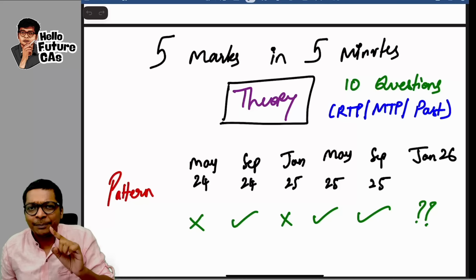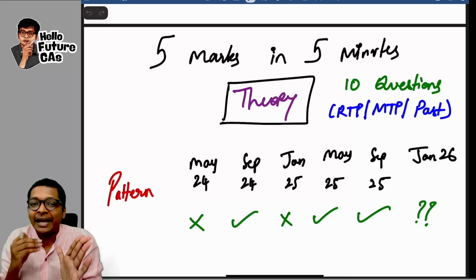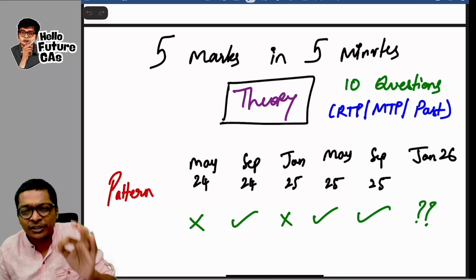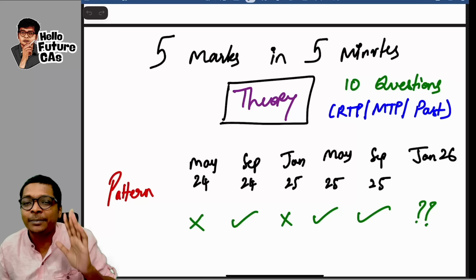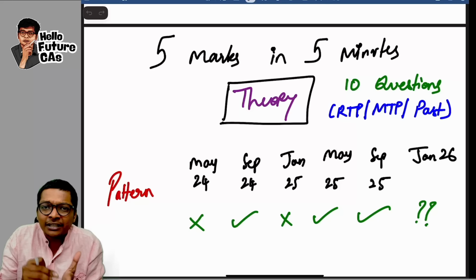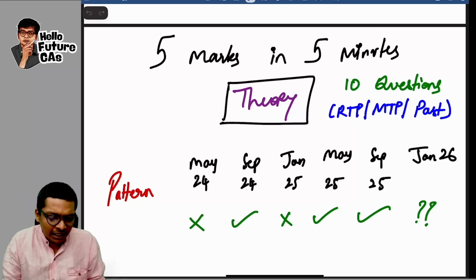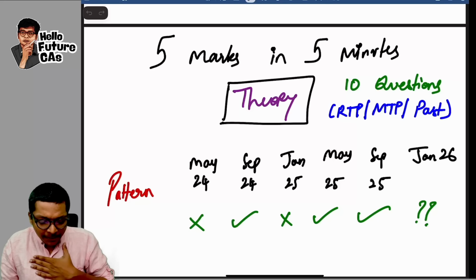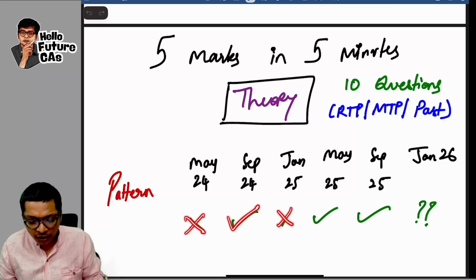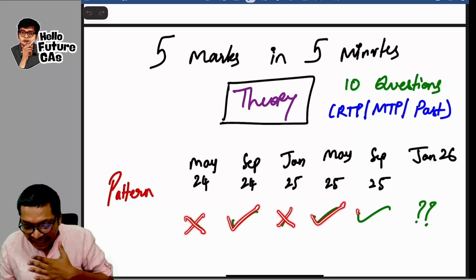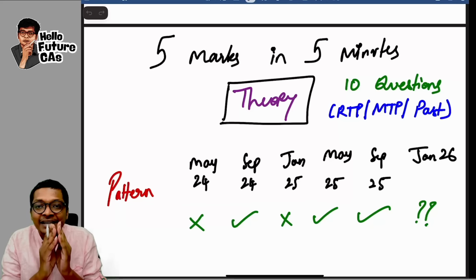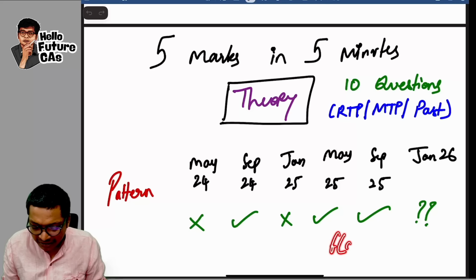We did this in the previous September 25 exams, and all those students who have seen this will know by now that that particular question exactly came in your September 25 exams. So this time, Jan 26 also will this theory question come in the exam, sir? Let me explain. If you look at the pattern, May 24 theory did not come, September 24 theory came, Jan 25 no, May 25 yes, and September 25 also yes. So two back-to-back attempts theory question has come in the exam in your 6A.